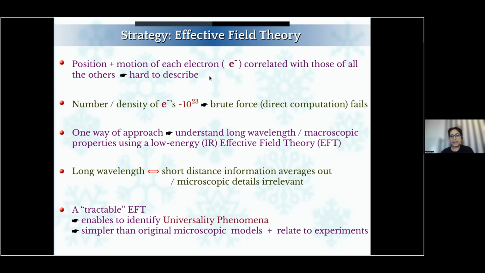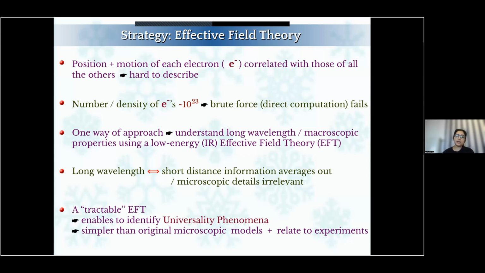Now, you might think that maybe we will use brute force and we will give the equations of motion to a computer and just solve them. But that will fail because the number of electrons, the density of electrons in typical materials, is usually very high. So it's of the order of Avogadro number, which is 10 to the power 23. So one way of approaching the solution of the problem is to understand the long wavelength physics or the macroscopic properties of the system by using a low energy or infrared effective field theory, or EFT.